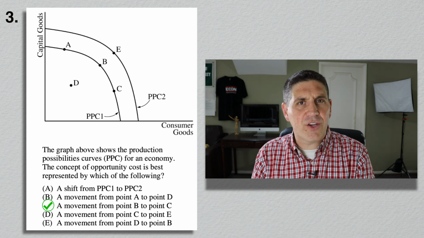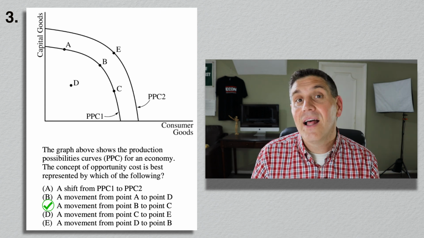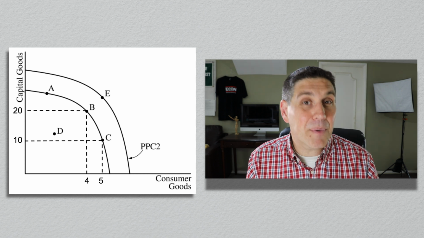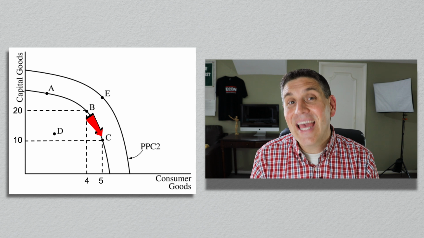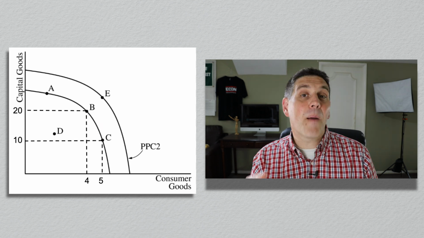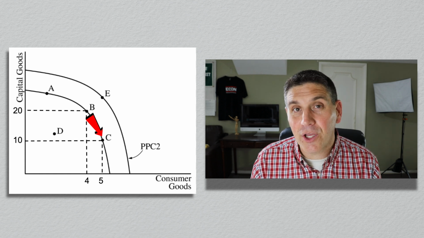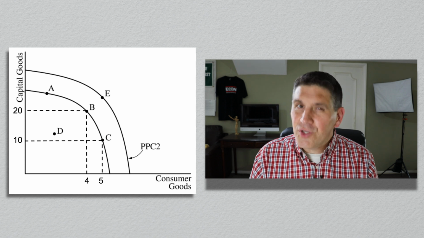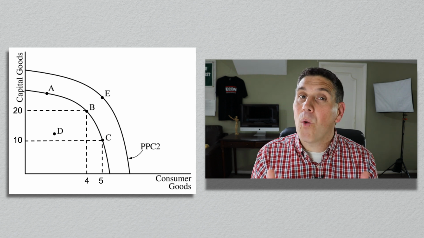I'm not doing it in this question, but if they actually gave you numbers like this, you have to calculate opportunity cost. And keep in mind that the opportunity cost from B to C is different than the opportunity cost going from C to B. From B to C, it would be 10 capital goods, and from C to B, it'd be 1 consumer good. Remember, opportunity cost is not about what you're getting, it's about what you're giving up.